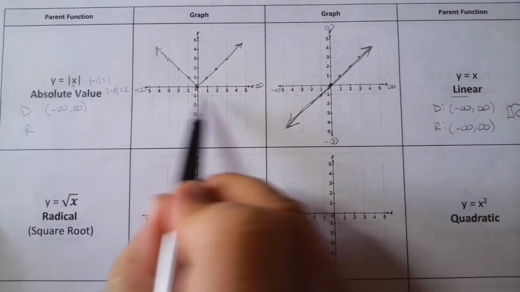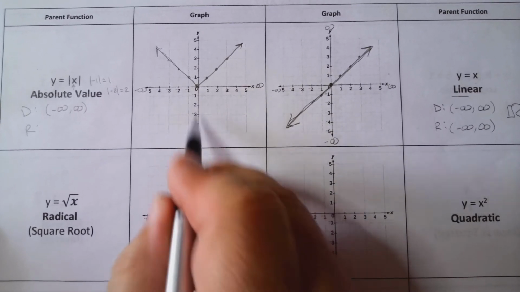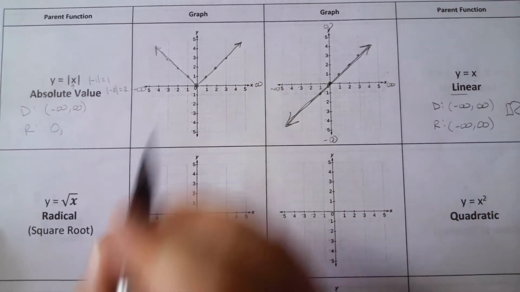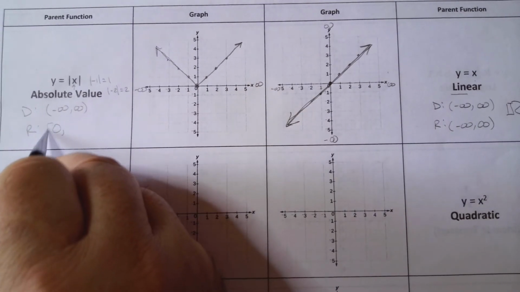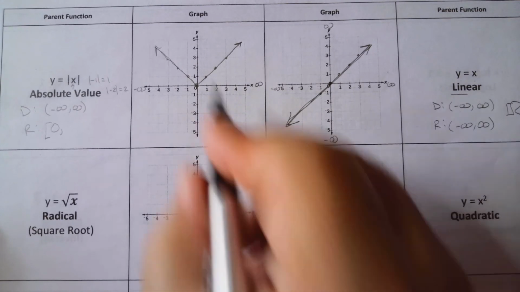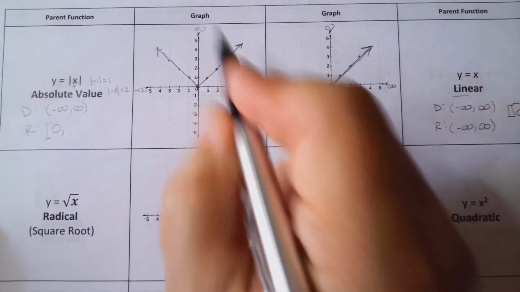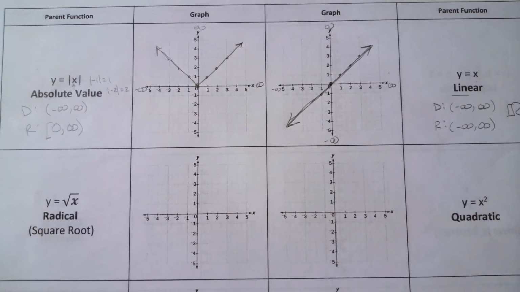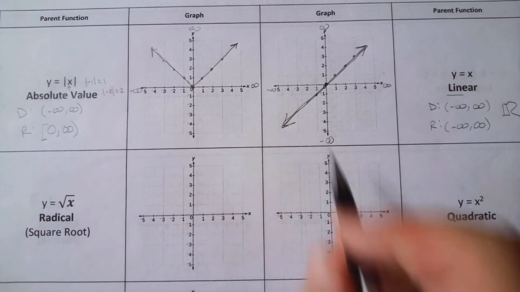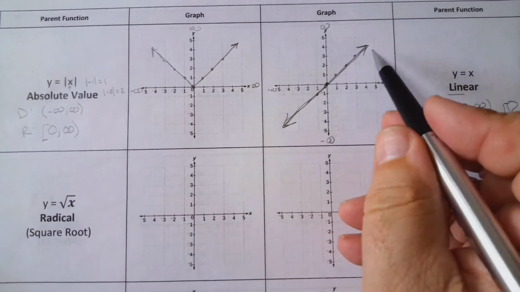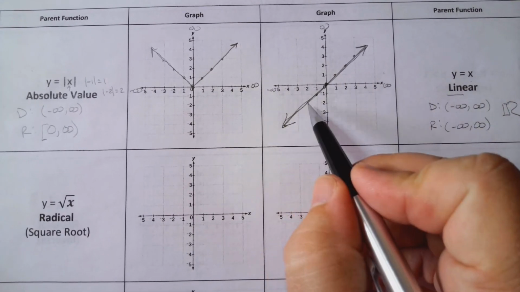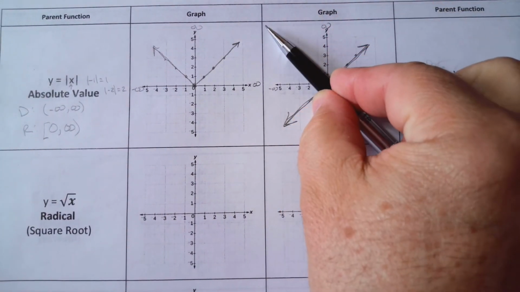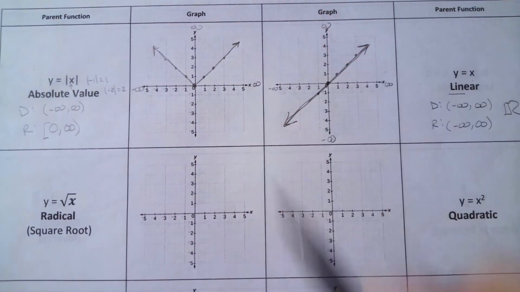The range, can it be negative? No, there's no negatives. Can it be 0? Yes, so I can start at 0. And I can use it, so I put a bracket. And then it goes up, the graph keeps on going up higher, so it goes to positive infinity. That's an absolute value equation. Basically what it says is, it's the same graph as this, but instead of the negatives, I take that part of the graph and make it all positive. So now I have the absolute value.